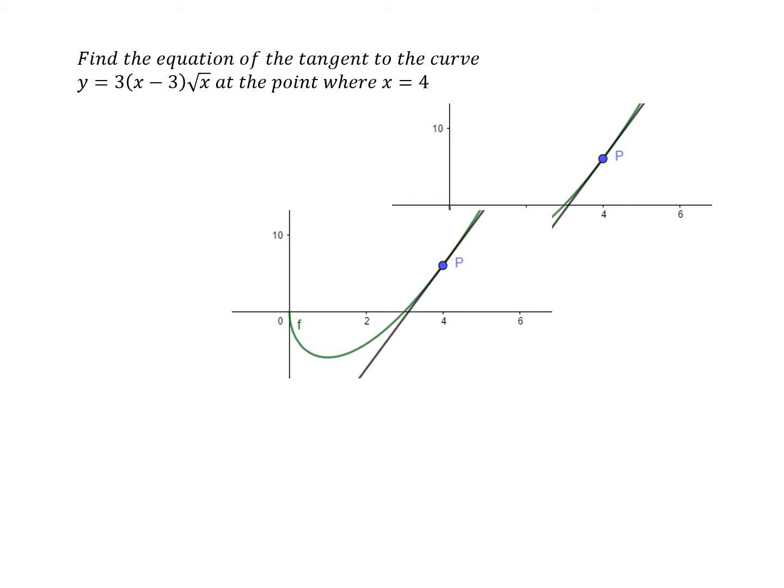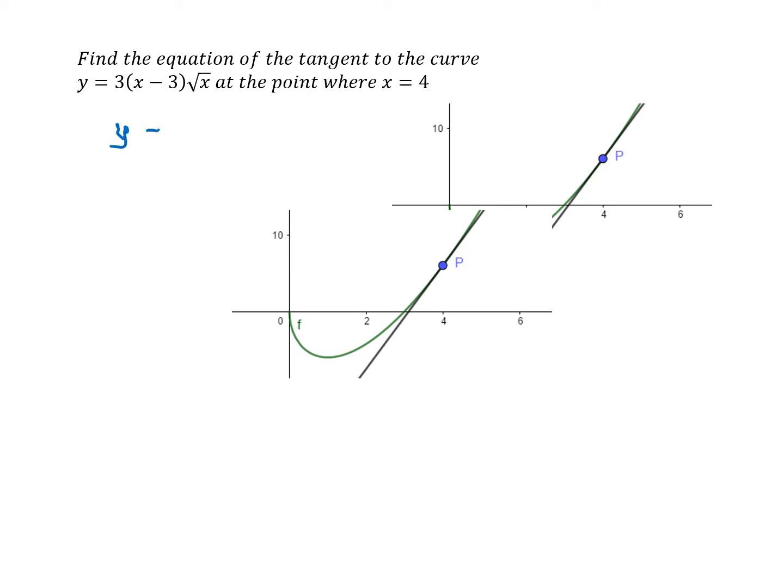For a linear equation, we need two pieces of information. We need to know the gradient at the point, and we need to know a point that it goes through. So gradient, obviously I need to differentiate, but before I can do that, I need to put the equation in a form that I can differentiate.